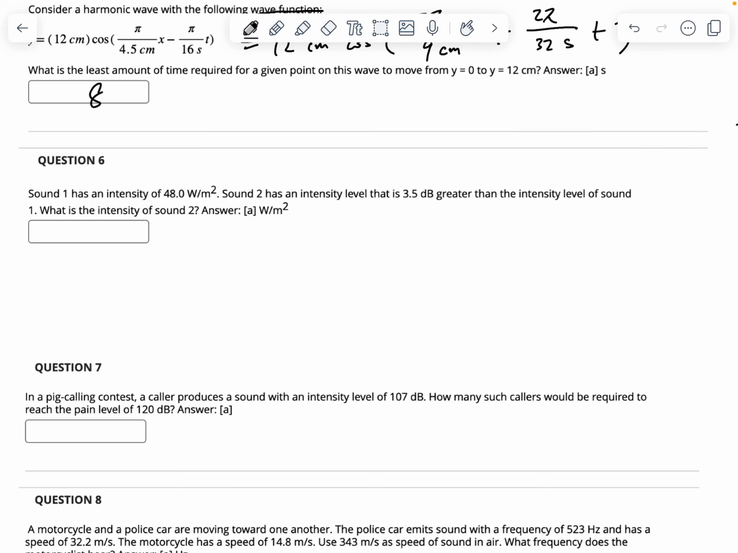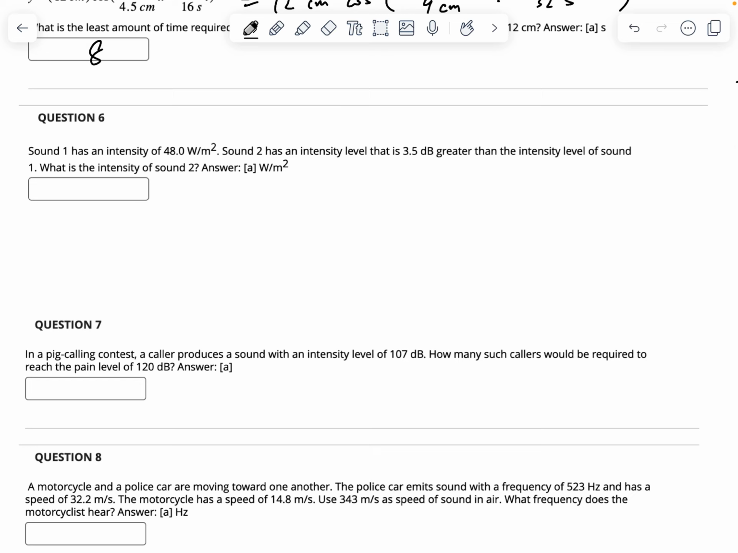Next one is sound 1 has intensity of 48 watt per meter squared. Sound 2 has the intensity level 3.5 dB greater than the intensity level of sound 1. So dB2 equal to 3.5 dB plus dB1. What is the intensity of the sound 2?